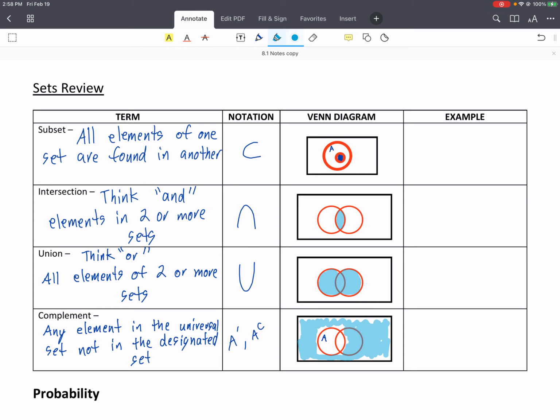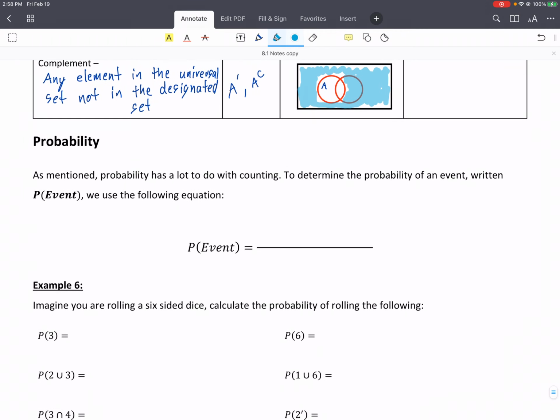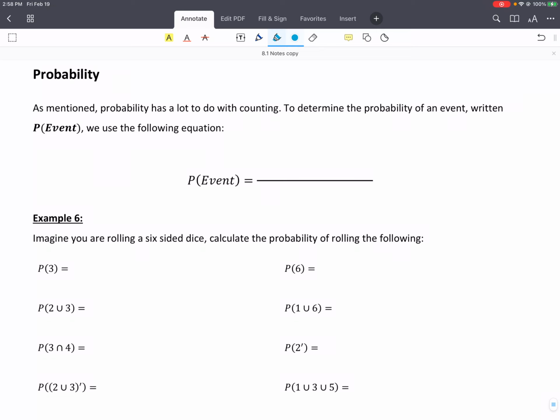Okay, so that's a quick overview of sets. Next time, in the other video in this lesson, we are going to look at probability. So make sure to check out the other video for that.